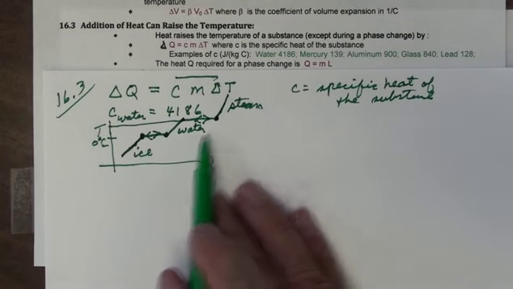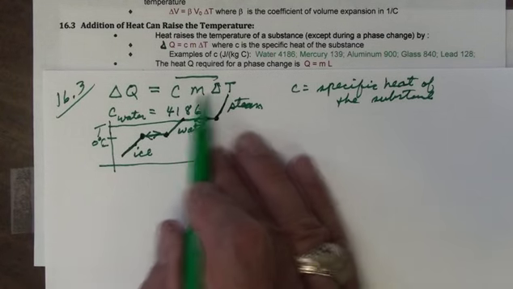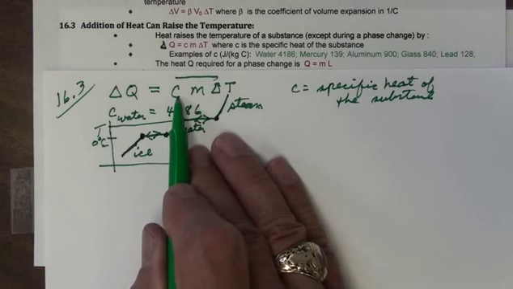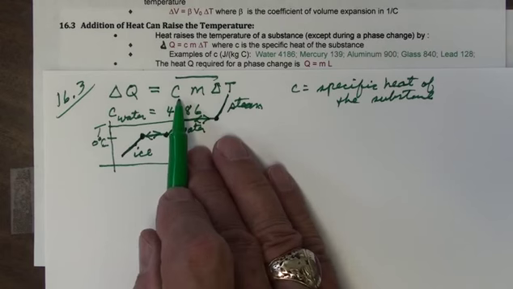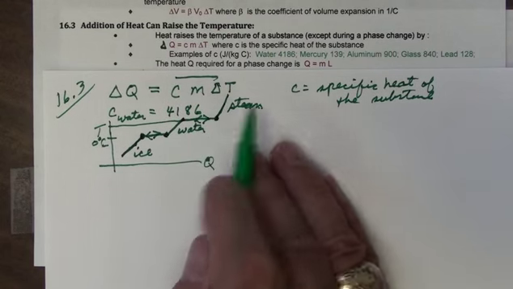And so ice, water, and steam all have a different slope. And the specific heat is different for those different substances. And these are considered different substances here.